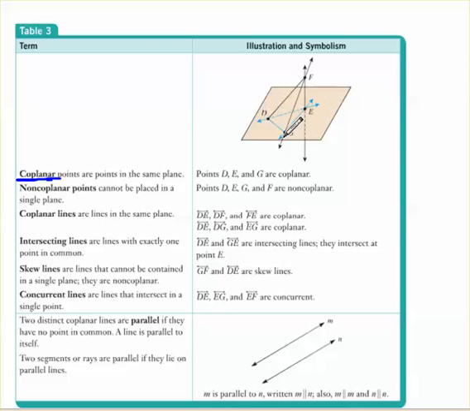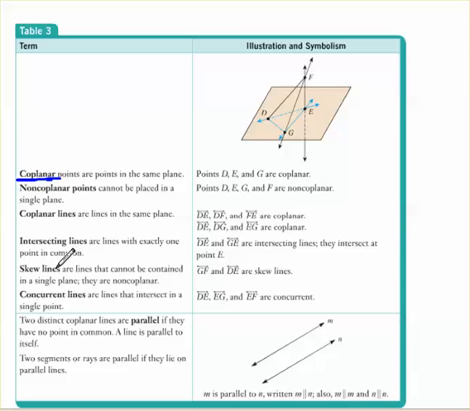They would also be called intersecting lines because they intersect in exactly one point. Right here at E is where they would intersect. So that tells us those are intersecting lines. Now let me jump down here to concurrent lines also. Concurrent lines are lines that intersect in a single point. So we can also call those concurrent lines. Or we could call DF and GF concurrent lines because they intersect in a single point as well.